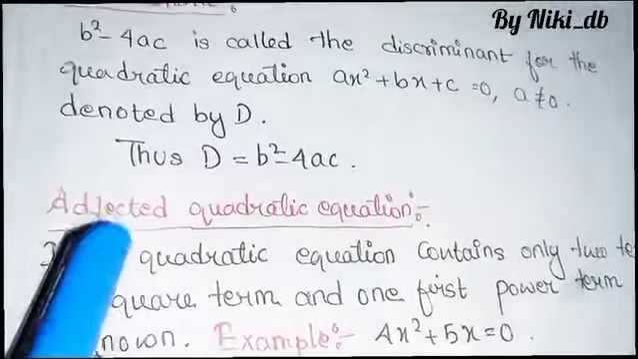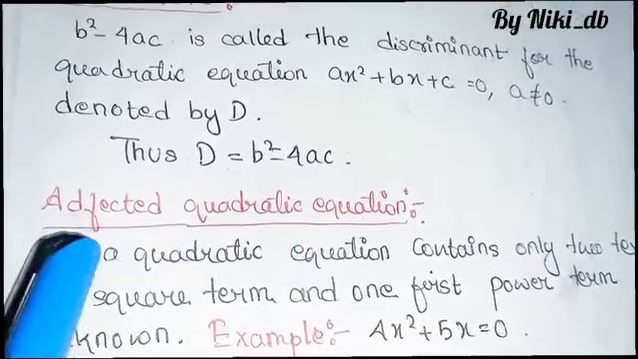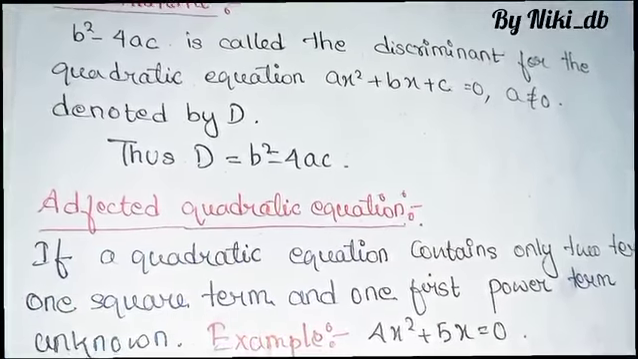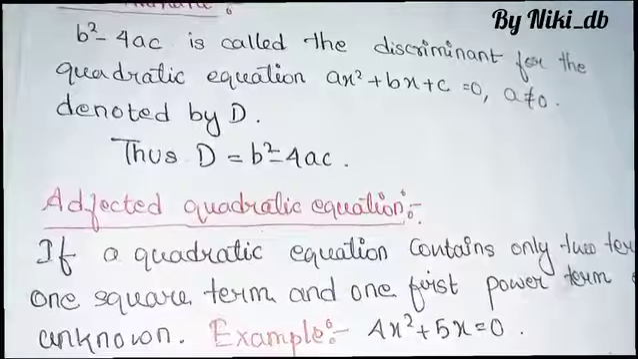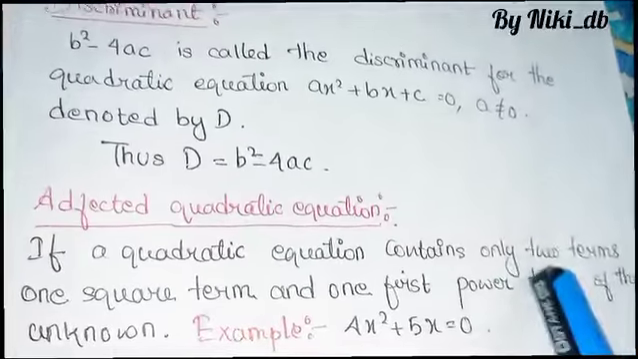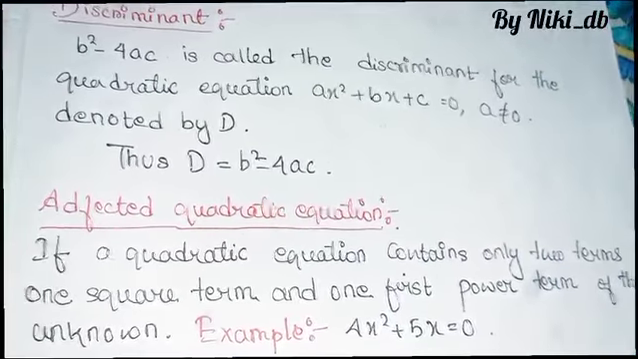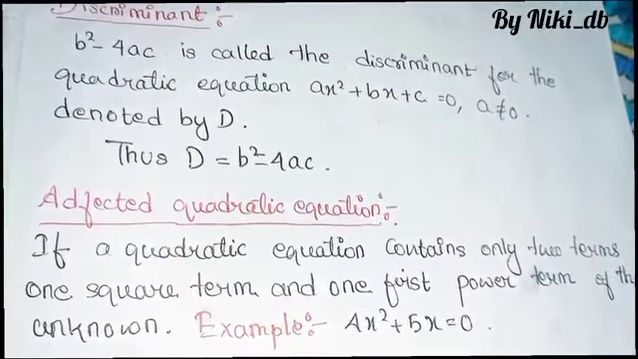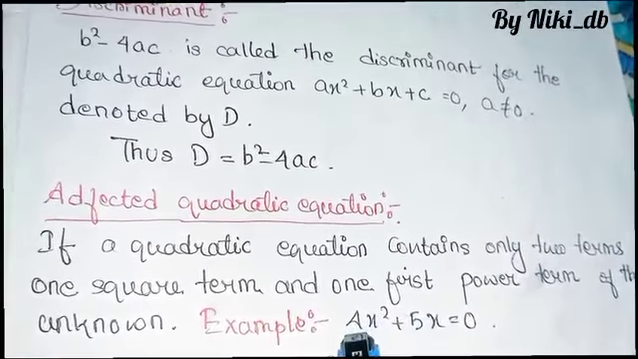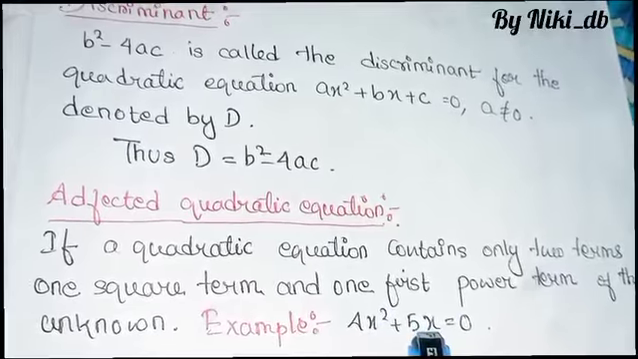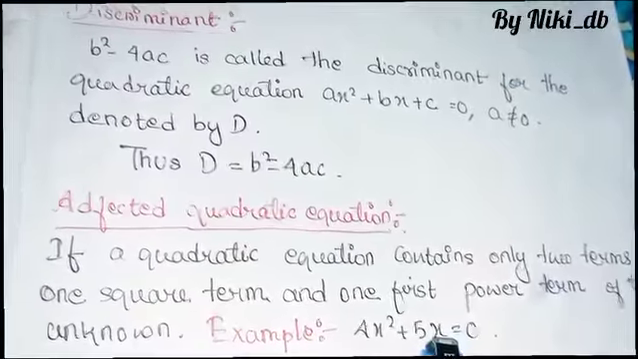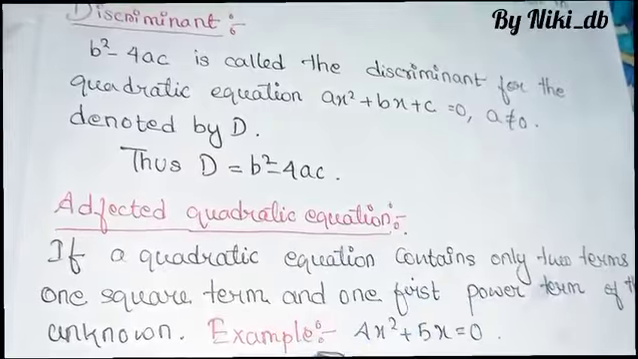Next guys, adfacted quadratic equation. What is an adfacted quadratic equation? If a quadratic equation contains only two terms, one square term and one first power term of the unknown. It means that if a quadratic equation has two terms, and one is the square term and the other is the first power term of the unknown. X is the unknown variable. So this is the adfacted equation.